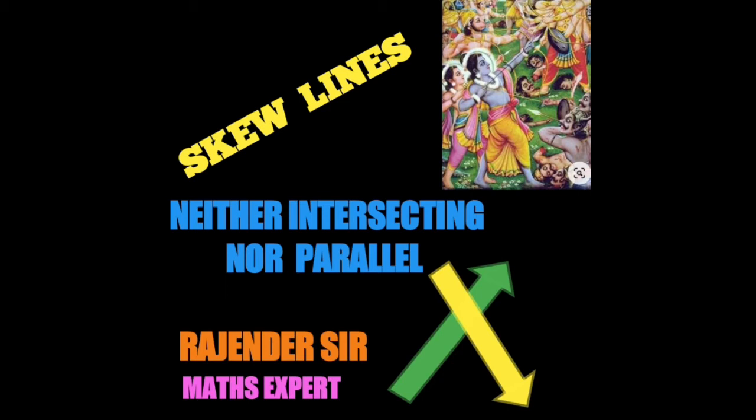These lines are called skew lines if they are neither parallel nor intersecting. This can happen only when they are in space. As you might have seen in many pictures or in serials, the Ram and Ravana scene is there. Arrows are coming either on the upper side or the lower side, and they are not touching each other. They are skew lines.